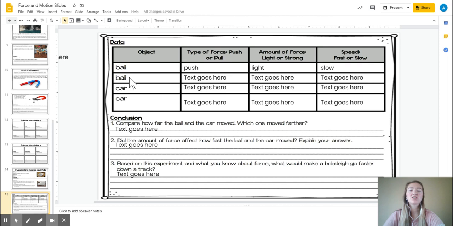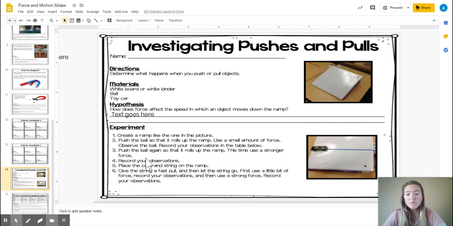Now we're going to do the ball and then the car 2 times. So the experiment says push the ball again up the ramp. This time use a stronger force. So again, here's our ramp. Here's my ball. I'm going to use a lot more force. Okay. So then you're going to go ahead and record that in the table.